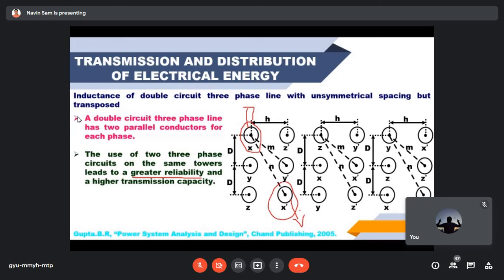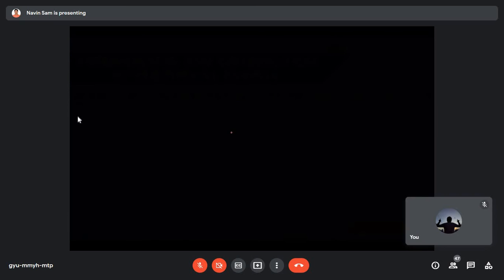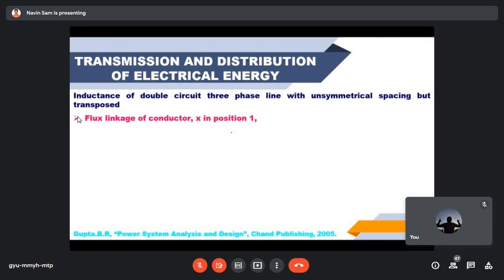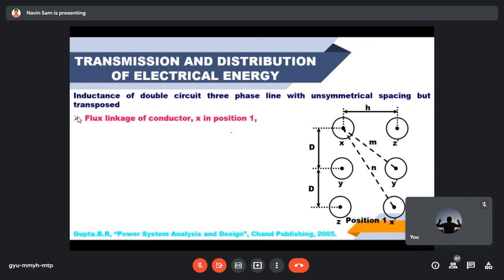So with that, I'm going to move on to the derivation. You all know that for inductance, I'm going to concentrate on conductor X alone. For that, I'm going to estimate the flux linkage associated with that conductor. Let me start with the first one: flux linkage of conductor X in position number 1.